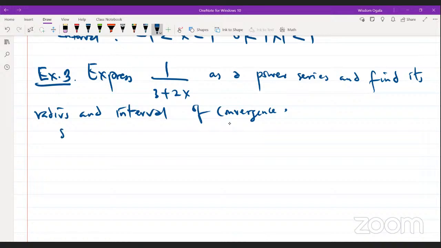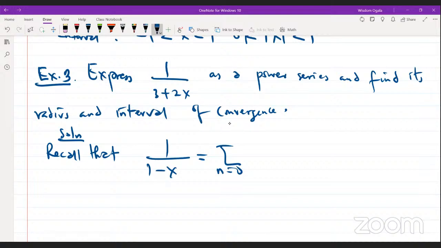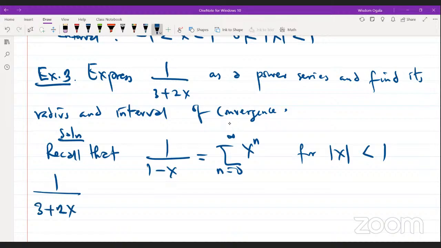All right, solution. Where do we start from? I always remind you about the basic standard that we need to build from. Recall that 1 over 1 minus x is this guy for absolute value of x less than 1. So I've got to build from there. Now I have 1 divided by 3 plus 2x.